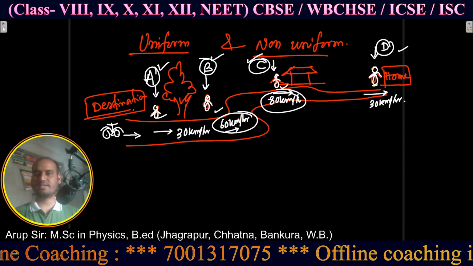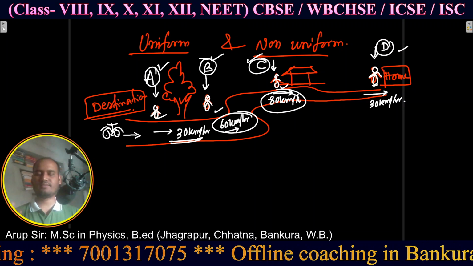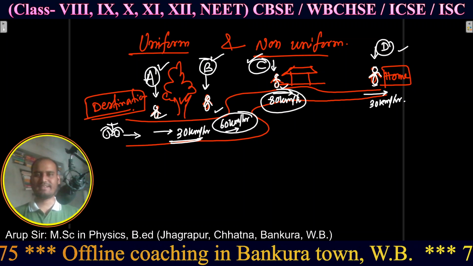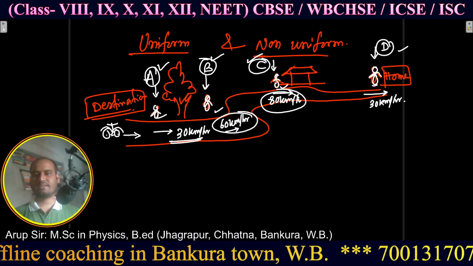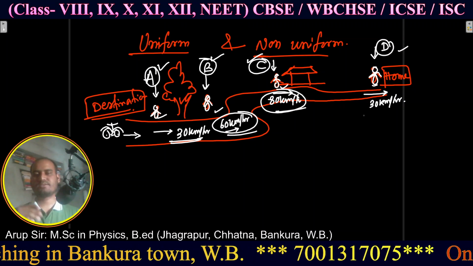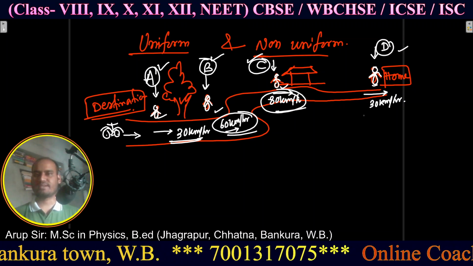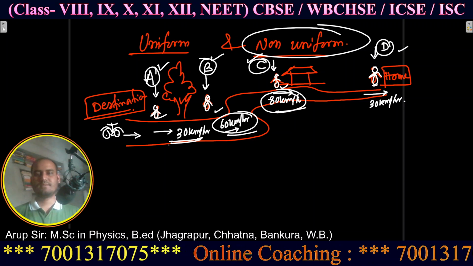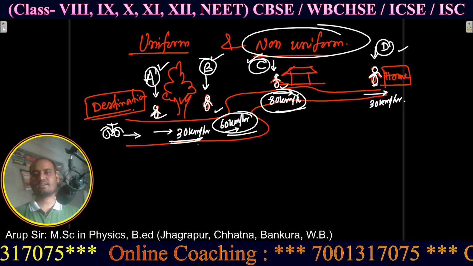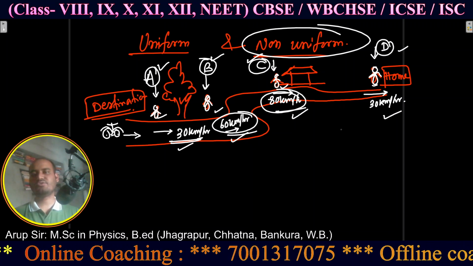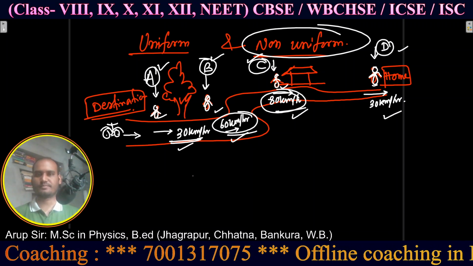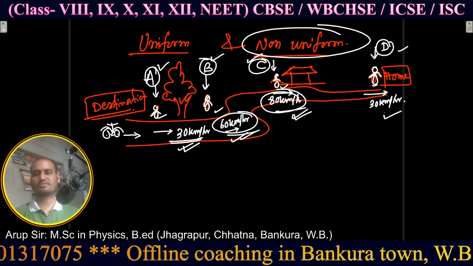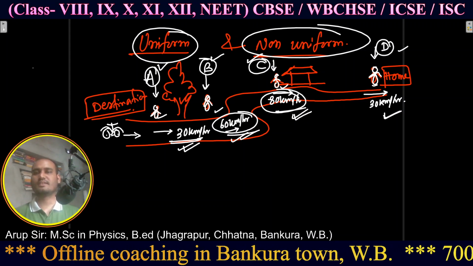If he constantly moves with 30 km per hour to 35 km per hour, then it is almost constant. But it is not like this. So when velocity or speed is not constant, not fixed, this kind of motion is known as non-uniform motion. When velocity or speed is changing point to point, it is non-uniform motion. If it is fixed, here it is 30, here also 30, here also 30, here also 30, then obviously it is uniform motion.